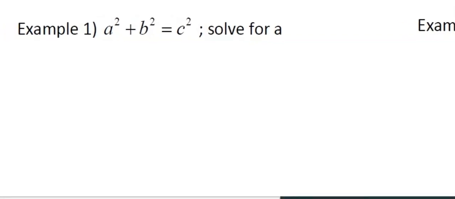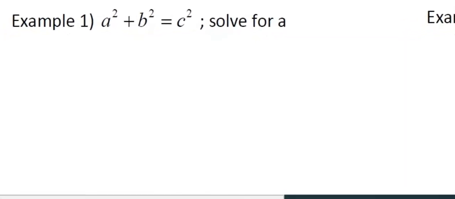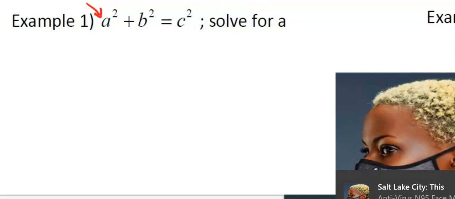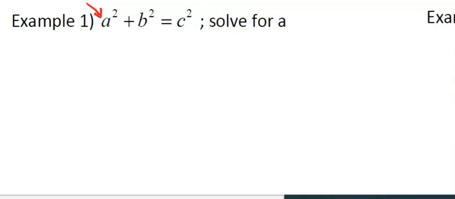So in this example, we want to get a alone. Just make note here, we're looking to get a alone. On the left side of the equation, we've got a squared plus b squared, so remove the part that doesn't have the variable in it. The opposite of adding b squared would be subtracting b squared, and we have to do that to both sides.